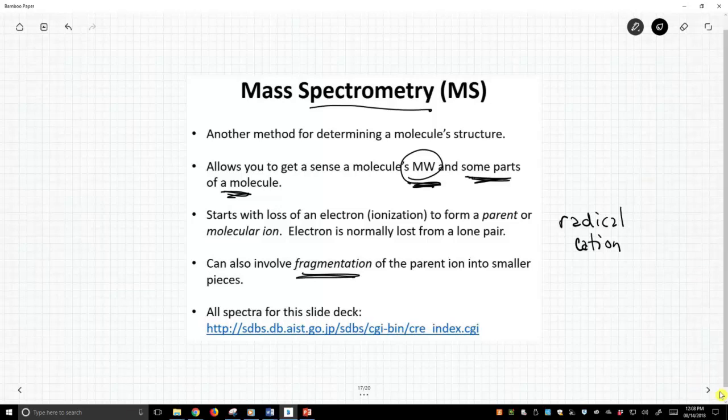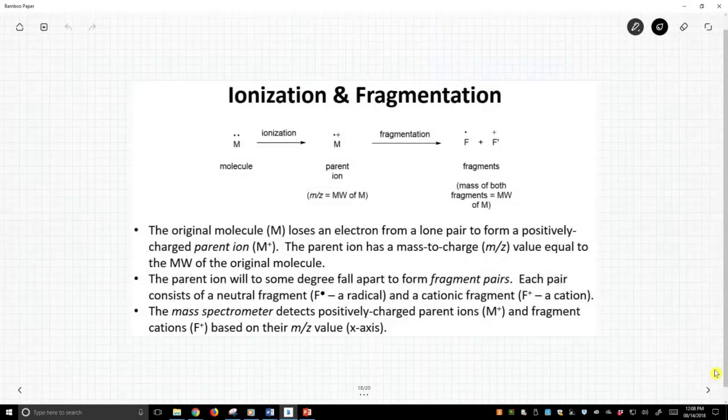So let's go to the next slide and see this process again. So here's our molecule. This molecule has a lone pair of electrons. You don't have to lose the electron out of a lone pair, but for our molecules, I'm trying to think of an exception, and there isn't one. We're going to lose them from lone pairs. We ionize. When we ionize, we will lose an electron. So necessarily, the parent ion will have a positive charge. It loses a negative charge, so it must have a positive charge. And it has an unpaired electron, so it's a radical, and it has a positive charge, so it's also a cation. We'll call this the radical cation.